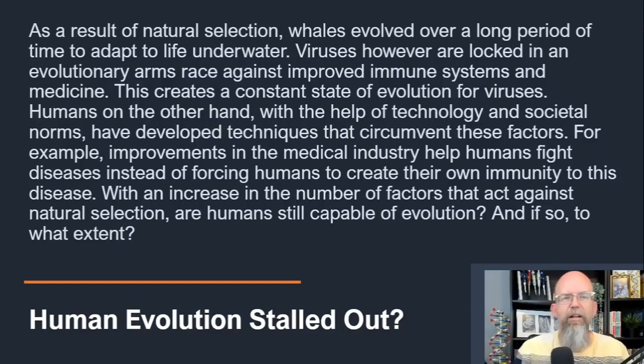So that's the idea of this evolutionary arms race. And so this person in their question is saying, well, this creates a constant state of evolution for viruses. Viruses are constantly having to evolve. Interesting here, because that's sort of saying that only when organisms are seriously challenged by their environment are they evolving. But I just said in the previous question, everything is always evolving.